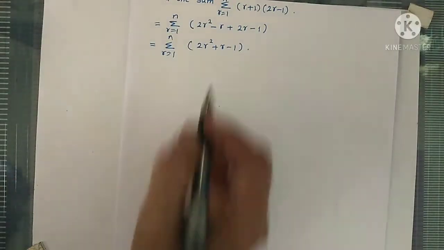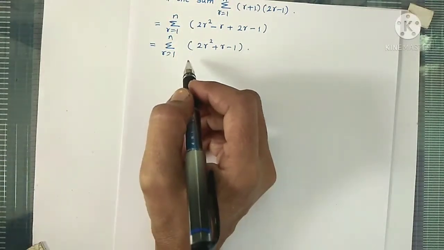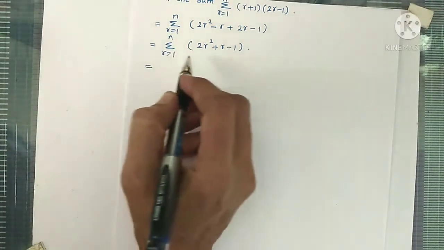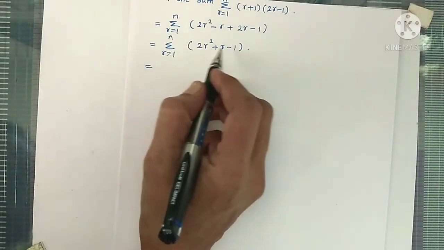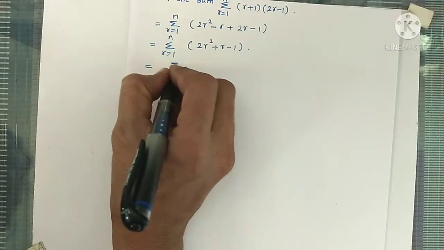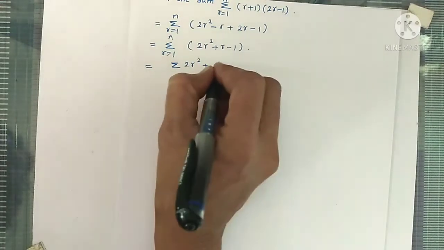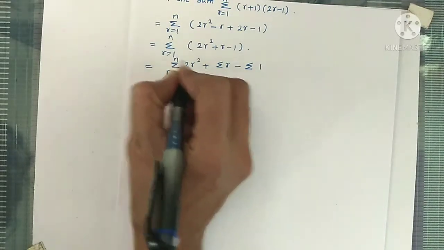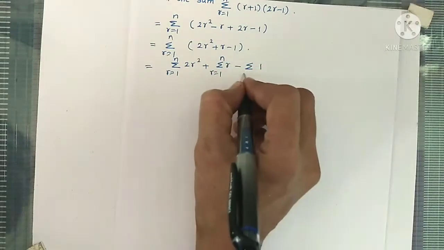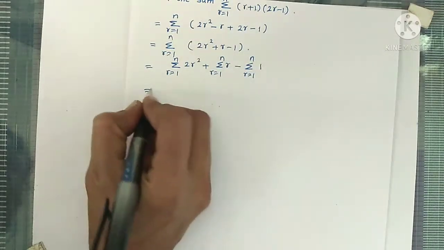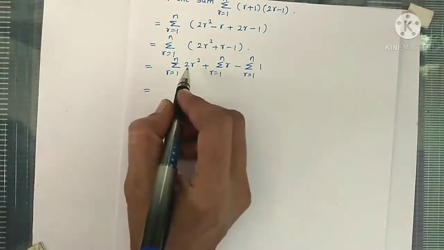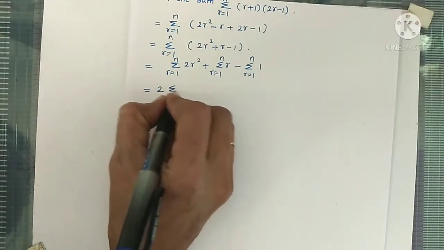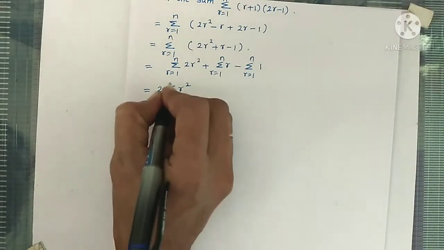Now the terms here are either addition or subtraction; in between we have a plus or minus sign. Now by the property of sigma notation, we have to put sigma for each term. So this becomes summation 2r square, then summation r, and then summation 1. Sum is from r equal to 1 to n. Now, if any constant term is there, we have to write that outside the sigma notation. 2 is constant. So 2 summation r square, r equal to 1 to n.